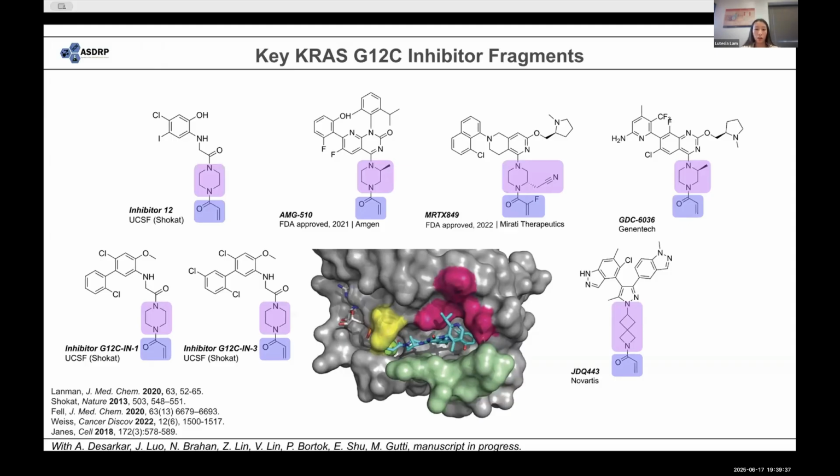And we saw that Sotorasib and then the compound by Genentech both bore this methyl on that piperazine spacer. So in order to probe the effect that a methyl might have, we incorporated both a forward-facing and back-facing methyl into our inhibitors.